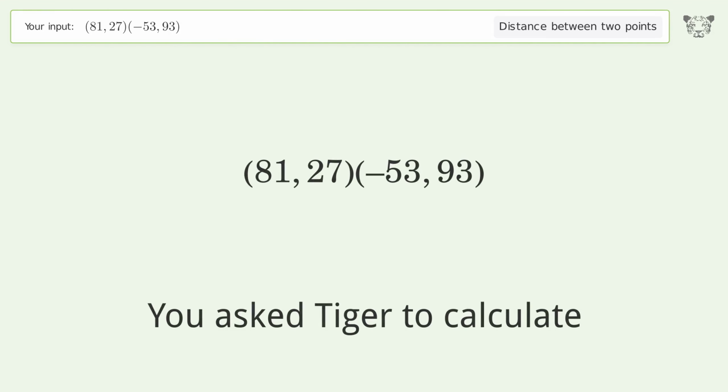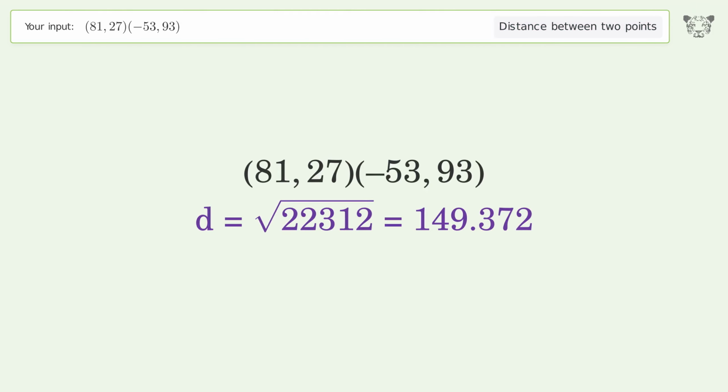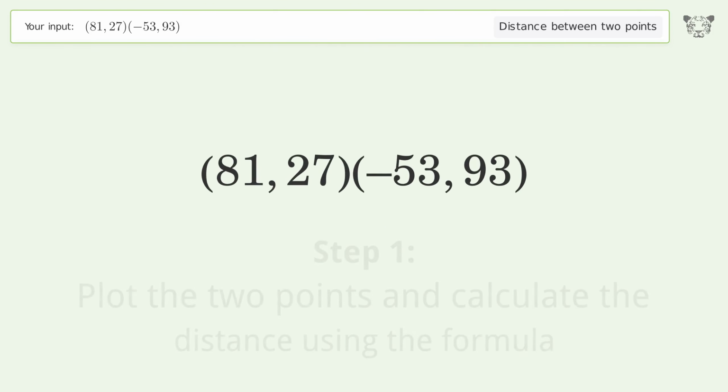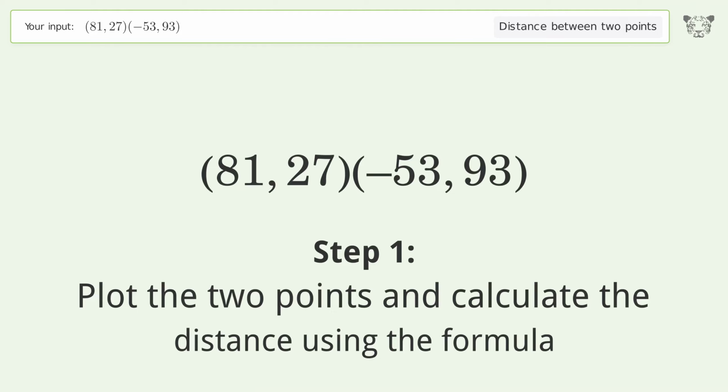You ask Tiger to calculate. This deals with the distance between 2 points. The distance between the 2 points is the square root of 22,312, or 149.372. Let's solve it step by step. Plot the 2 points and calculate the distance using the formula.